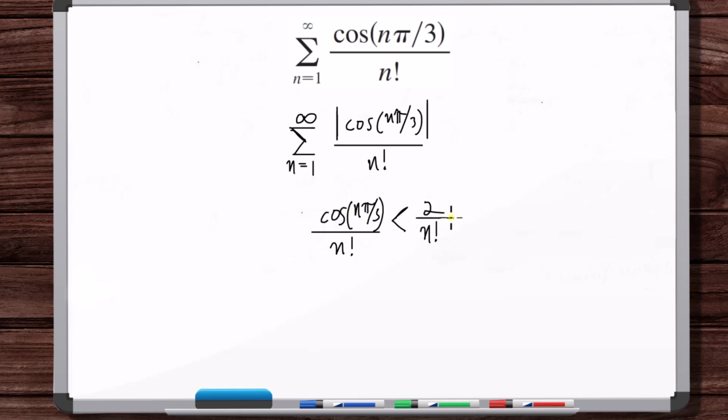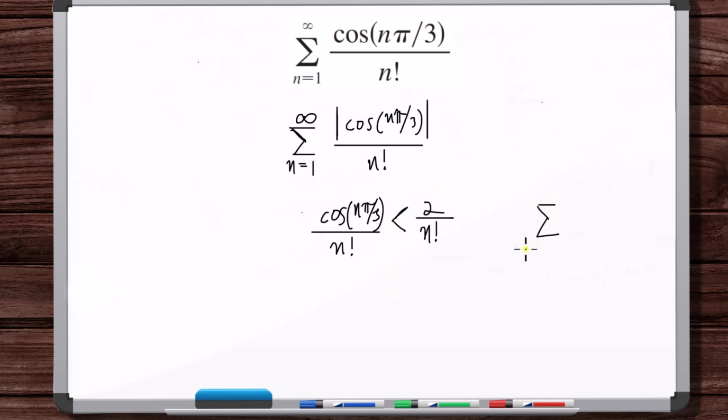And now to test this series, we're going to use the ratio test. And I think that's what they were going for. It would be stupid to do cosine of n plus 1 pi over 3 divided by n plus 1 factorial, all that divided by cosine of n pi over 3. I don't think they were wanting us to do that. Okay, so ratio test on this, right?